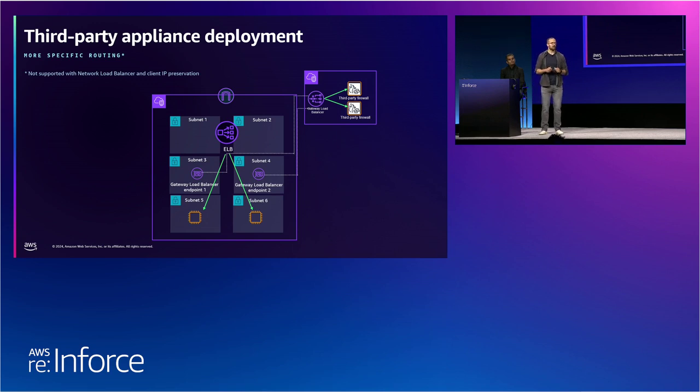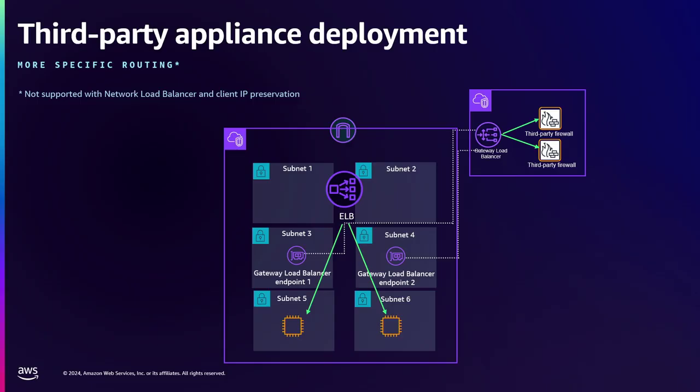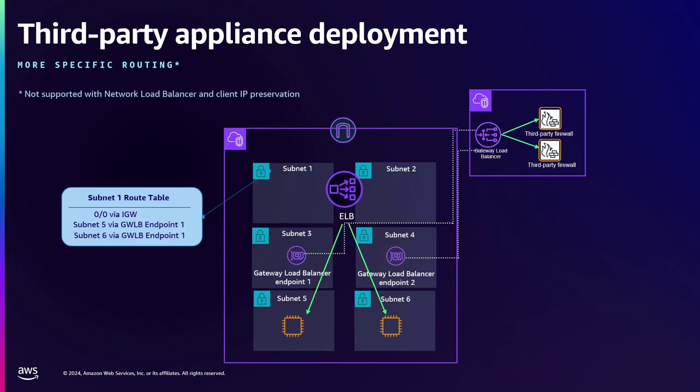Okay, so now we're deploying gateway load balancer endpoints in subnets 3 and 4. And the next thing we need to do is configure the routing. So we no longer need an ingress route, because traffic is not coming through the internet gateway to the load balancer, to the gateway load balancer. But we need more specific routes in subnet 1 and subnet 2.